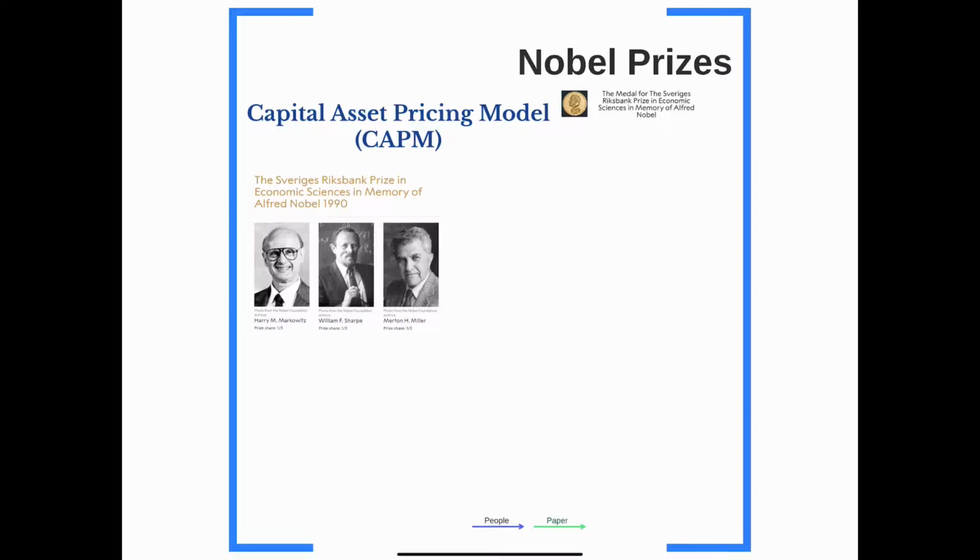So here we go, something that is better for you to know in one of these quizzes. In 1990, the prize in economics was awarded to these 3 economists. According to the Nobel Prize website, it was for their pioneering work in the theory of financial economics. Harry Markowitz is well recognized as the father of modern portfolio theory, something that we'll go through today. William Sharpe is known as one of the originators of the capital asset pricing model.